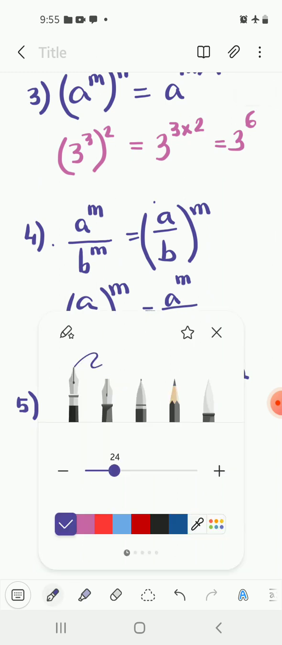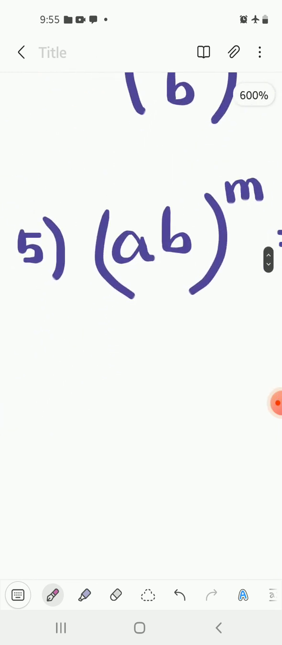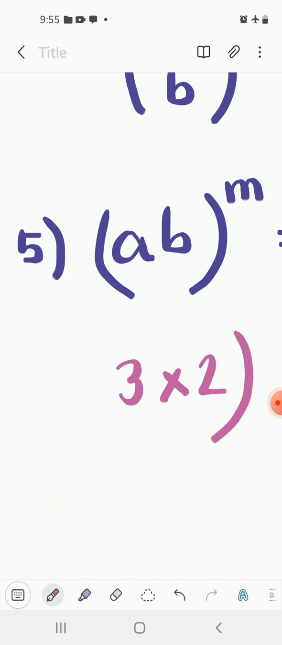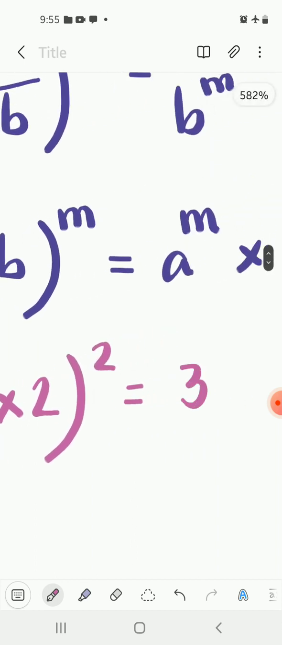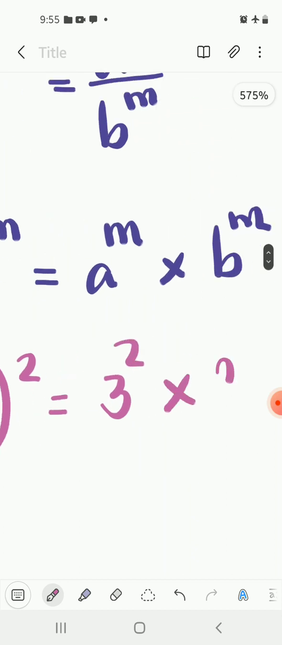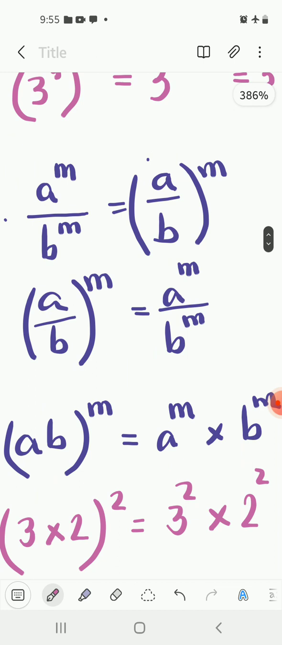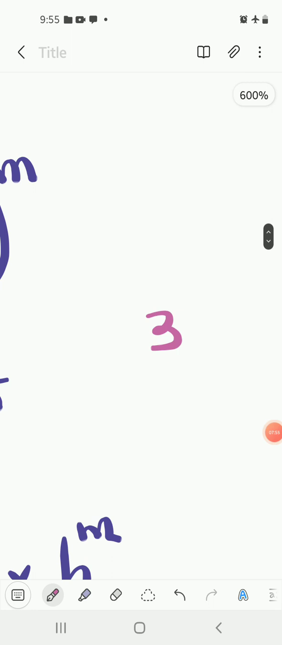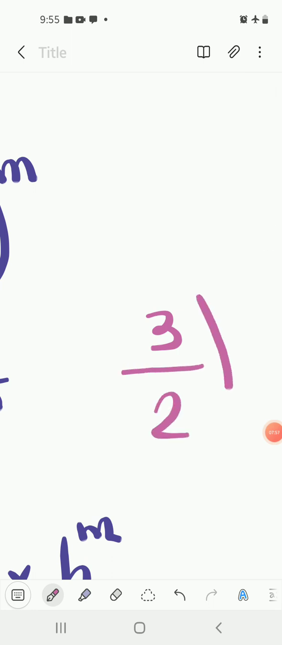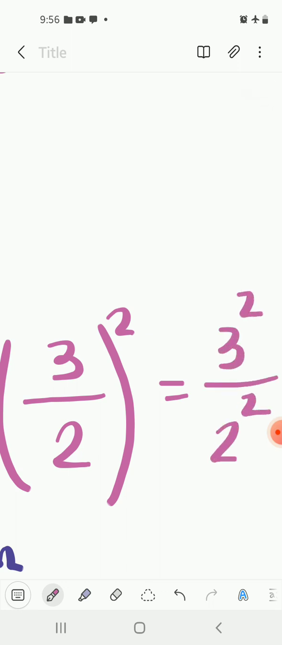We'll take an example to understand it. For example, I'm given a number 3 into 2 to the power 2. It means 3 to the power 2 into 2 to the power 2. Here, the above law, the same thing applies if I'm given a question such as 3 by 2 to the power 2. It means 3 to the power 2 by 2 to the power 2.